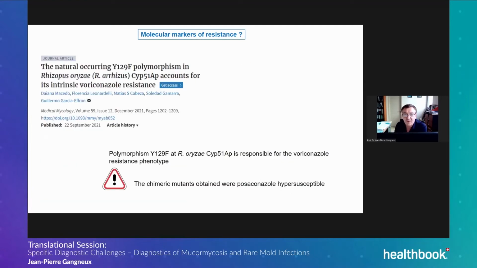Is there a place for molecular markers of resistance? I found only one paper that was published in 2021. And here you can see that the authors sequenced the CYP51 gene of Rhizopus oryzae, and they showed that there is a polymorphism that is responsible for the voriconazole resistance phenotype. So this is good information, but you can see here that the chimeric mutants that were obtained were posaconazole hypersusceptible. So we have to refine the data on the correlation between the phenotype and the genotype.